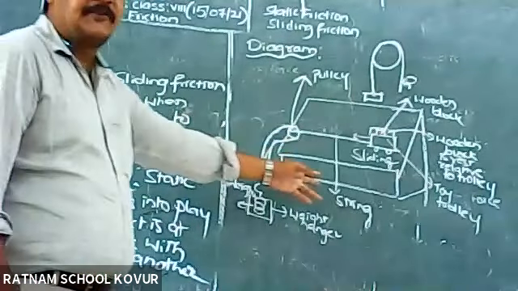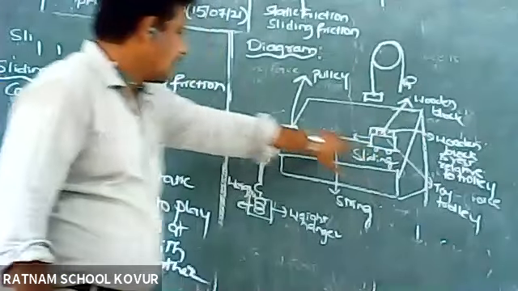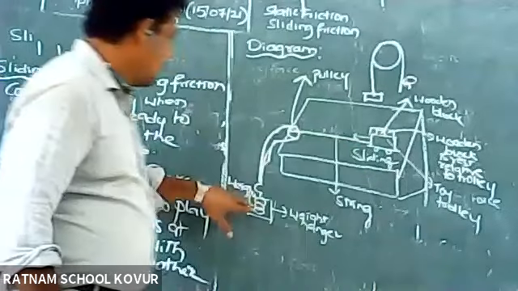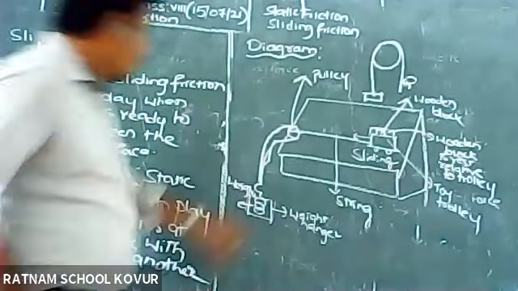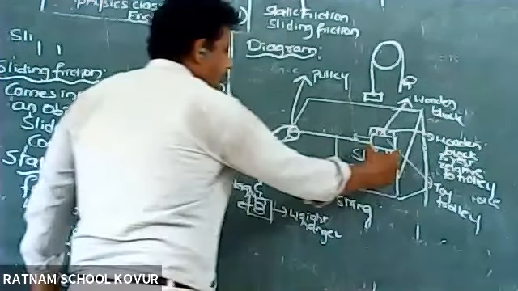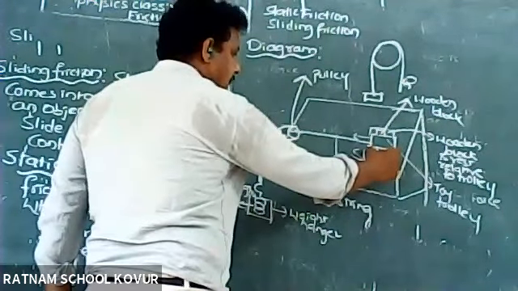Diagram I have already explained. It is the bench or table where a toy trolley is kept, and it is connected to the pulley. If we keep on adding weights, because of the weights the trolley is about to move. That is called sliding friction. Sliding means moving.